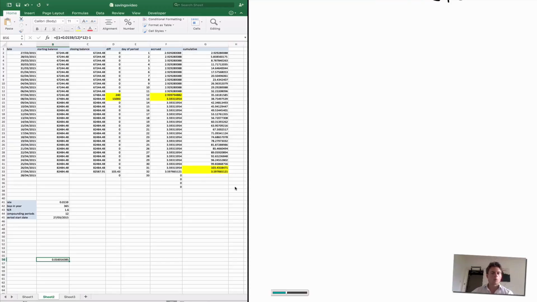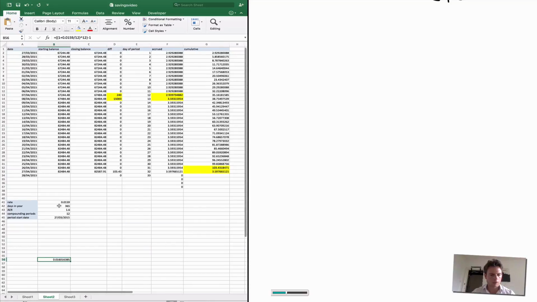So the basics of this account, and I've written them down here. The rate, which is the interest rate down here, is 0.0159. So R equals 1.59%. Days in the year is 365. It normally is 365. Obviously, in a leap year, the days in the year are 366.